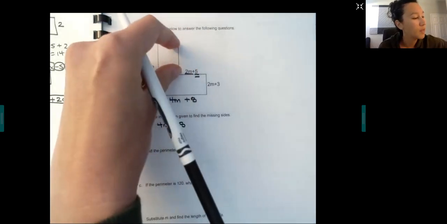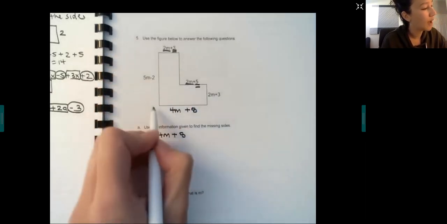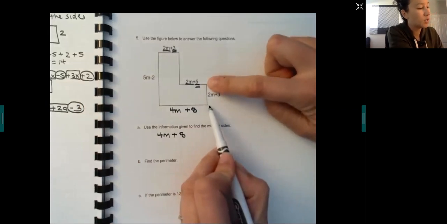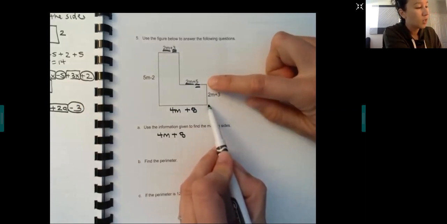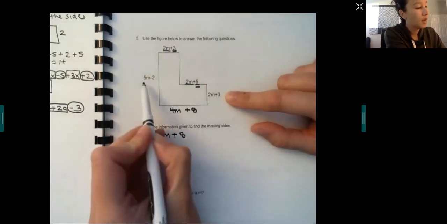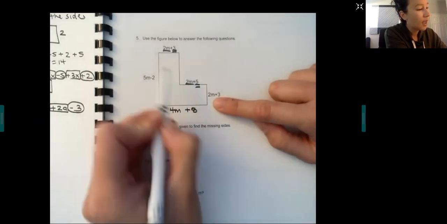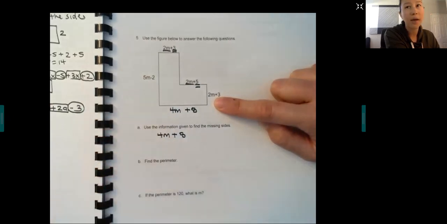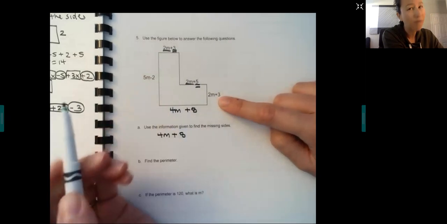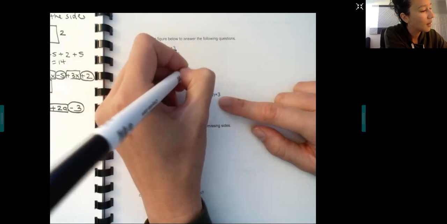And then for this piece, I know the total distance here is 5m minus 2. And I know this part is 2m plus 3. So I have to figure out what I can add to 2m plus 3 to get 5m minus 2. So this side and this side add to this side, which is 5m minus 2. So 2m, how many more m's do I need to get to 5m? 3m, right? Excellent. Thank you, Savannah.